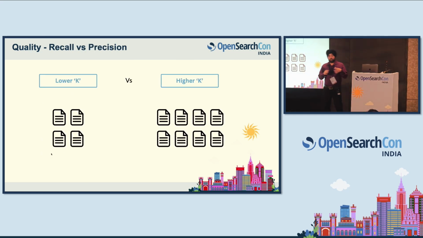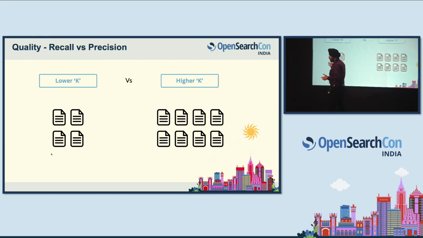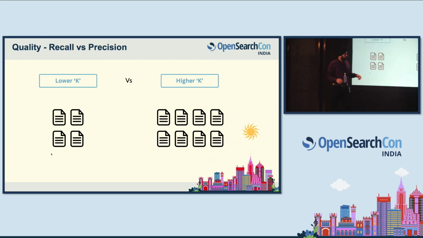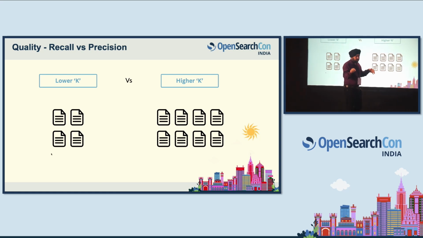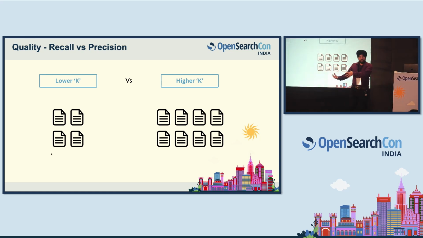Next problem, which plagues the quality of these RAG systems, is called precision versus recall. Again, a very common issue. I'm going to discuss what precision and recall are in a moment, but both of these are important, and optimizing one comes at the cost of the other. That's the sad part here.